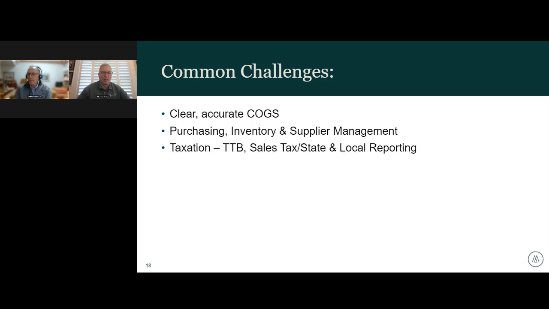Taxation, always. Everybody has to deal with this. It's a complexity, just part of the industry, and definitely something that everyone has this challenge.